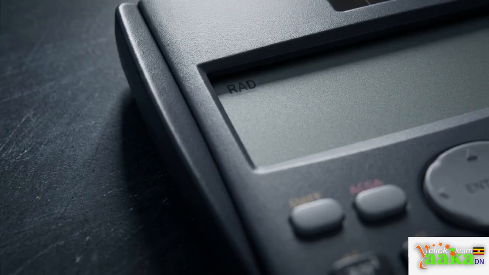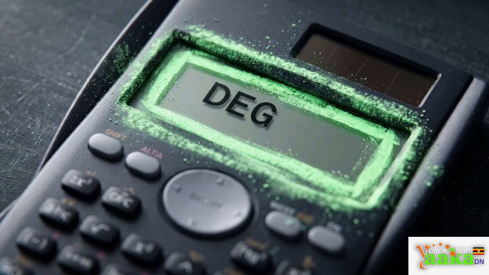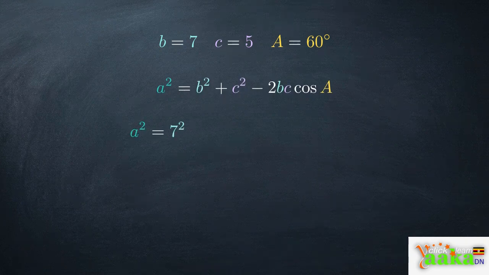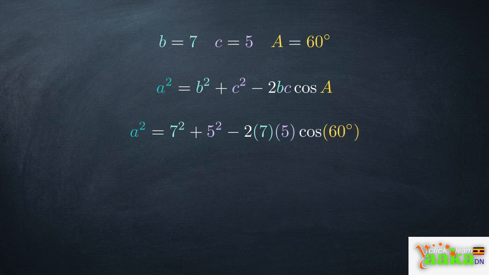But stop right here. Look at your calculator's digital screen. You must ensure it is set to degrees mode. Attempting this calculation in radian mode will give you a completely incorrect answer. With the calculator properly set, let's substitute our known values into the base cosine formula. A squared equals 7 squared plus 5 squared minus 2 times 7 times 5 times the cosine of 60 degrees.